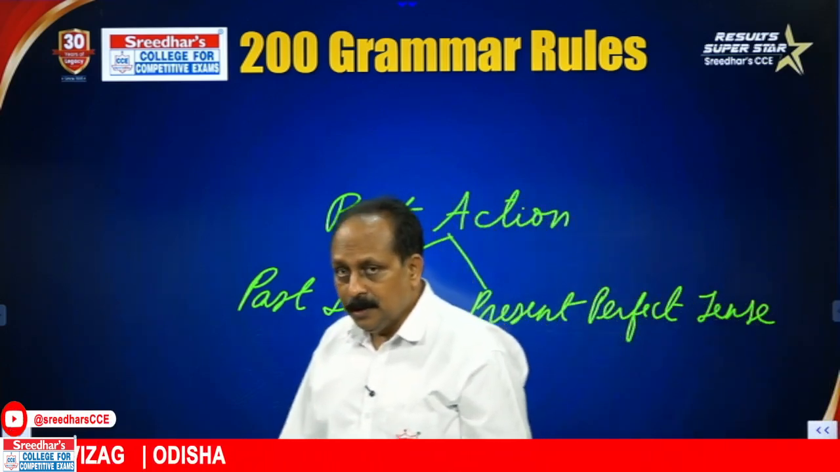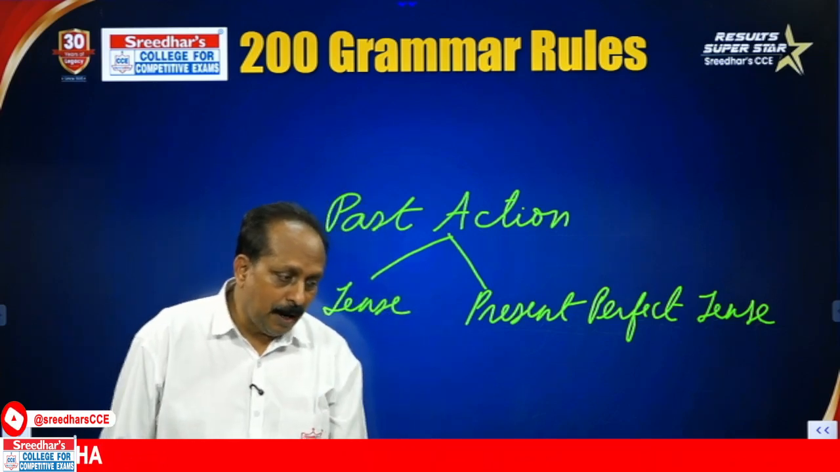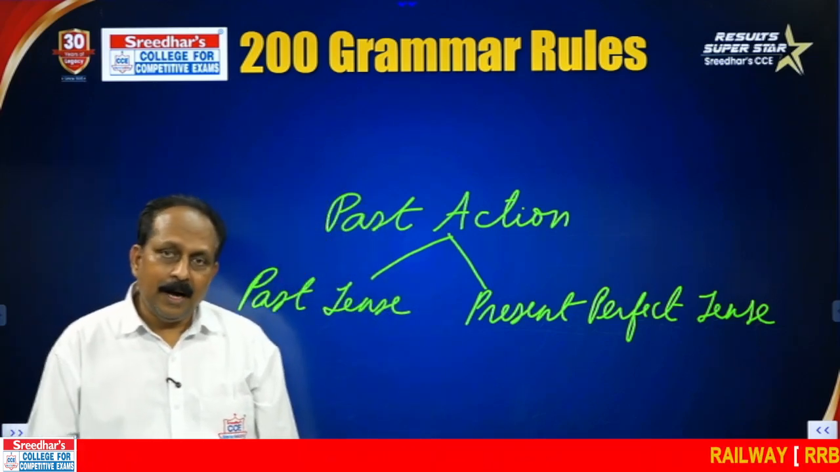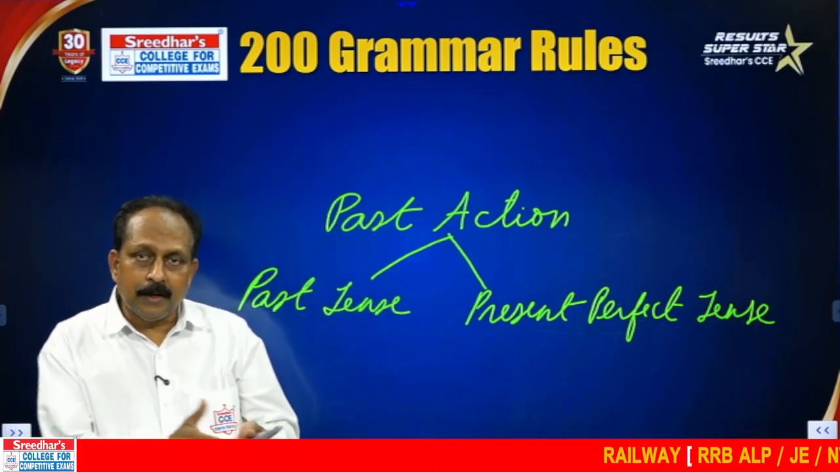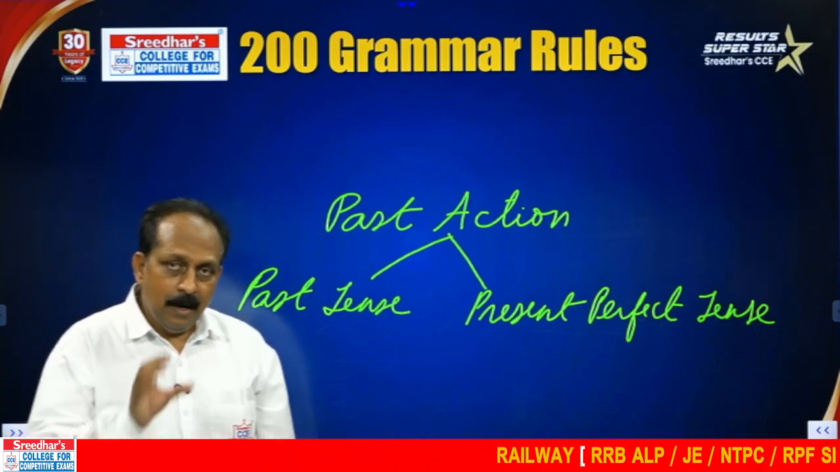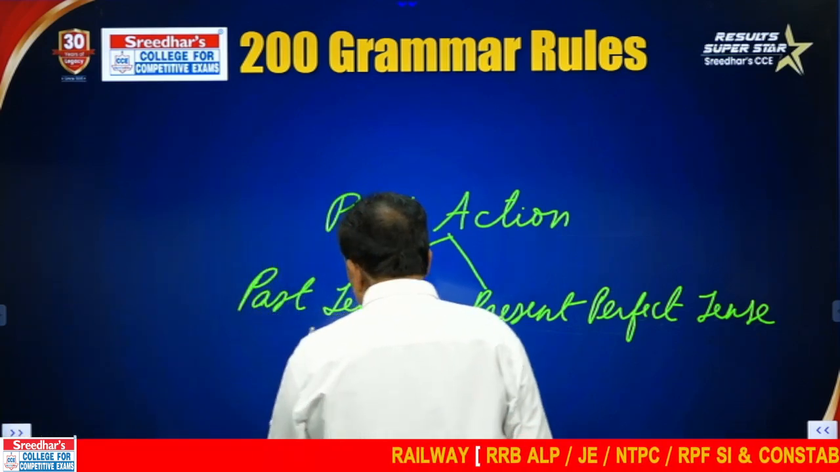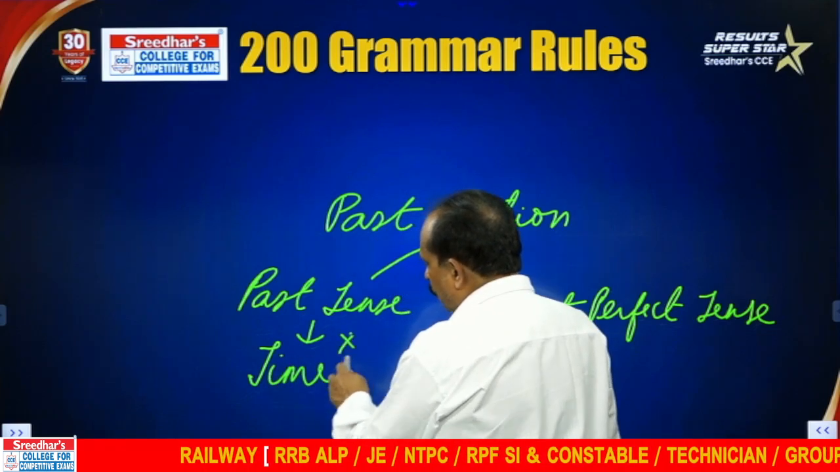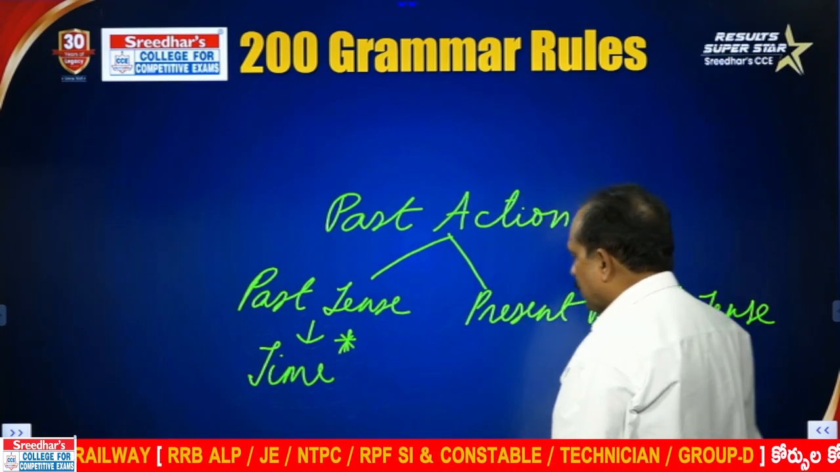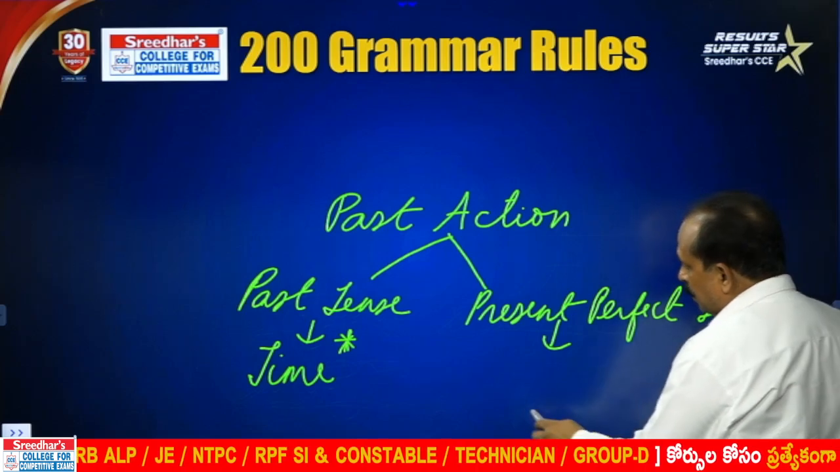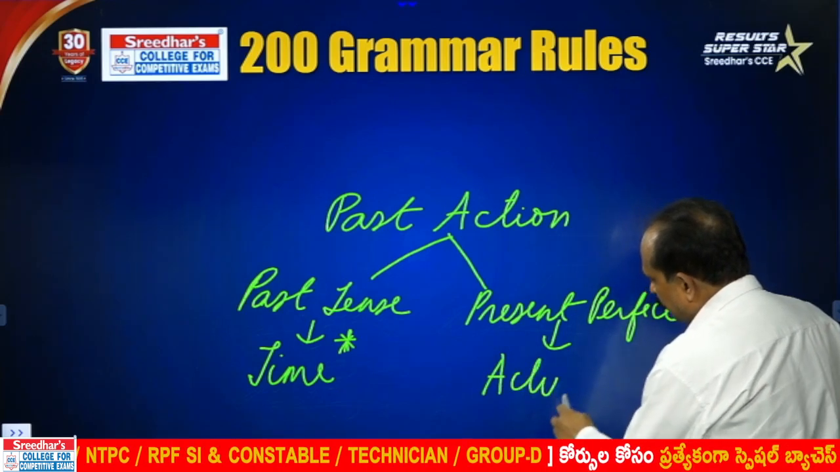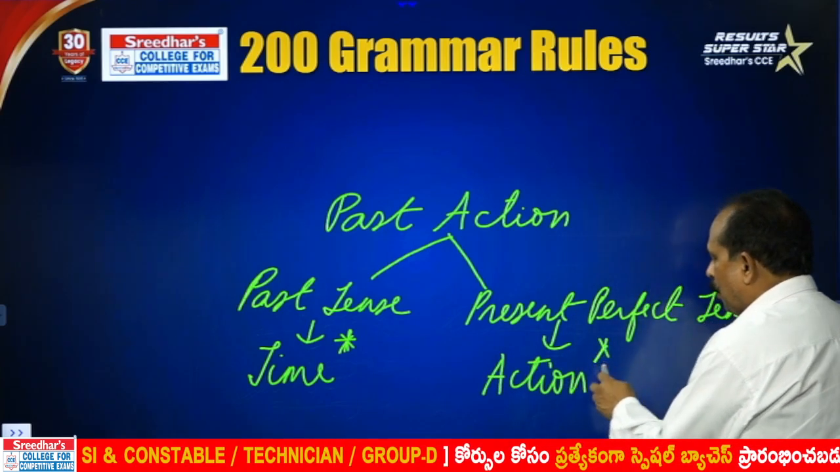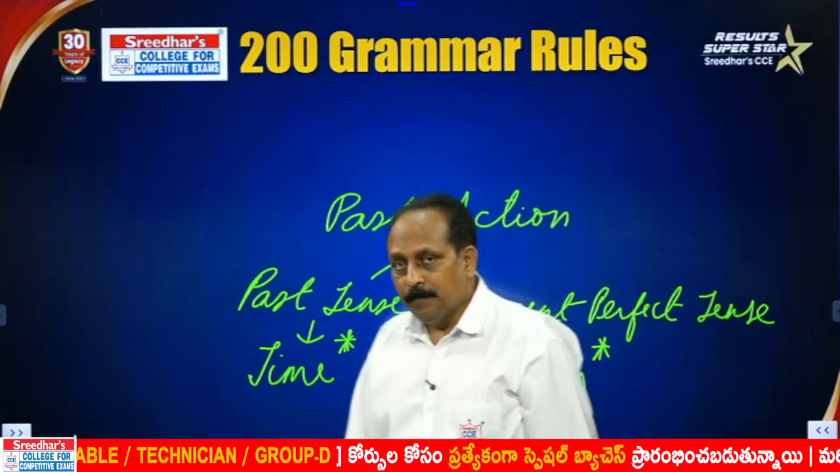If there are two tenses to express a past action, naturally you get the doubt where to use past tense and where to use present perfect. For any past action, if time is important, we should use past tense. For any past action where time is not important and the action is important, we use present perfect.